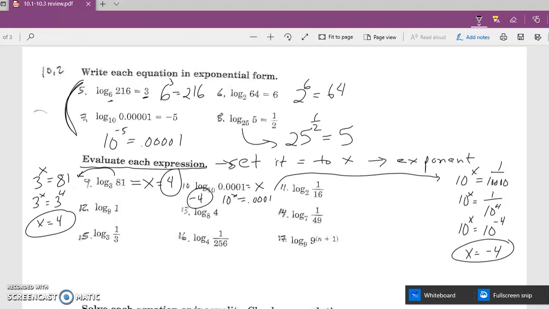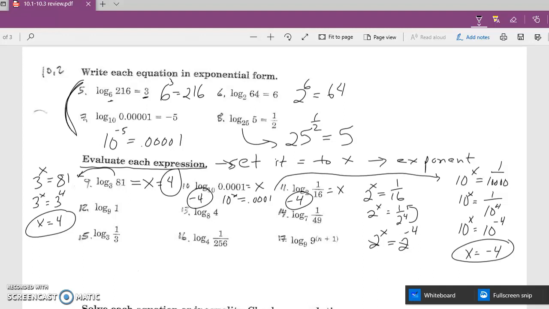Okay. Number 11. Set it equal to x. 2 to the x equals 1 over 16. Take it from log form to exponent form. But remember, 16 is really 2 to the 4th power, so 1 over 16 is 1 over 2 to the 4th power. I've got to get that 16 to be a 2. Now I want to move that upstairs. So this is 2 to the x equals 2 to the negative 4. And then the bases cancel out. So basically this one is also negative 4.